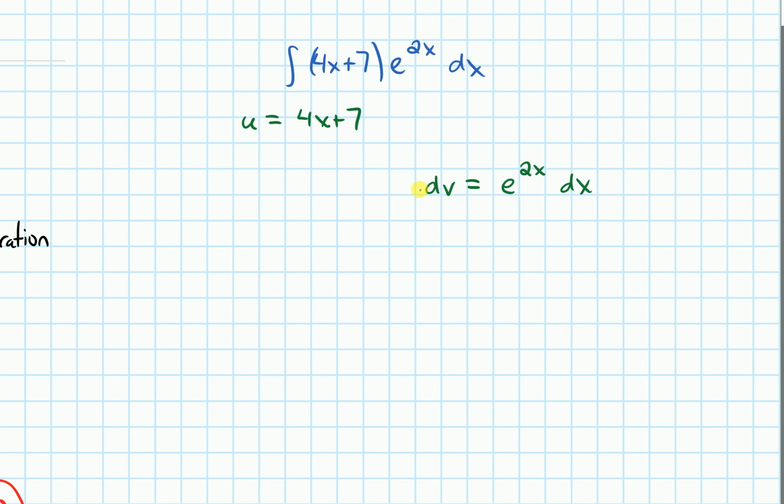And usually when we write something like dv, we're used to seeing something like dx on the other side. So that's good. We need it to be there. Okay, so just to recap, we're letting u be 4x plus 7, and we're letting dv be all of this, e to the 2x dx.